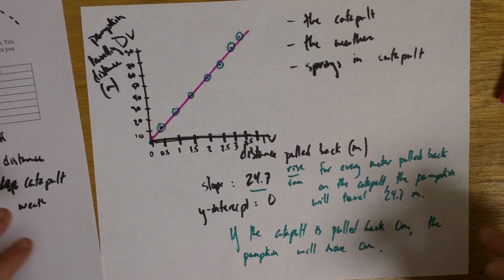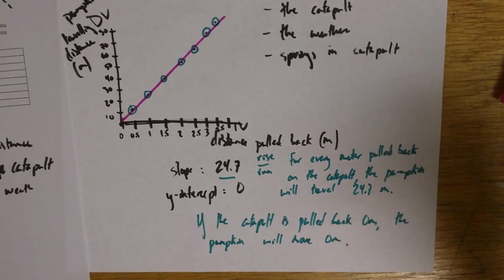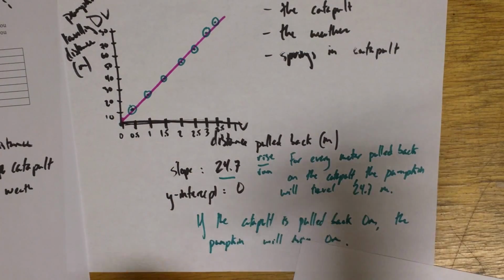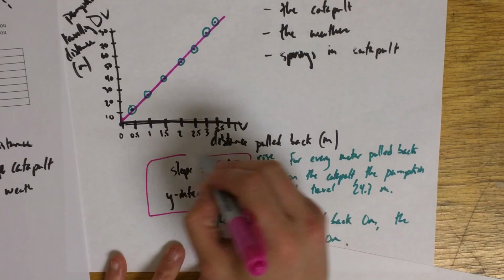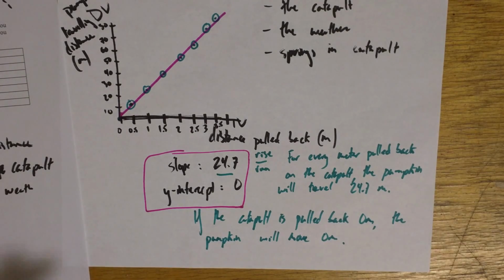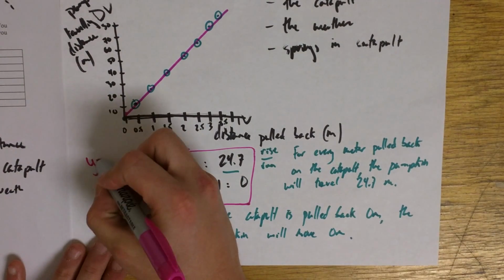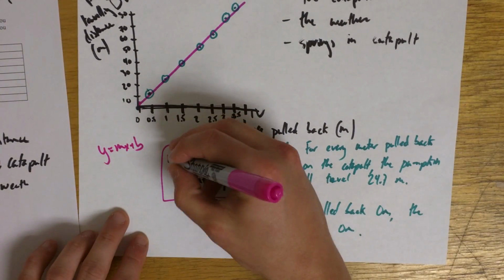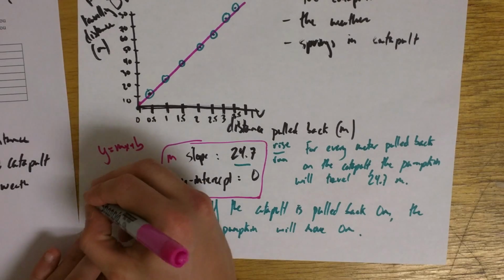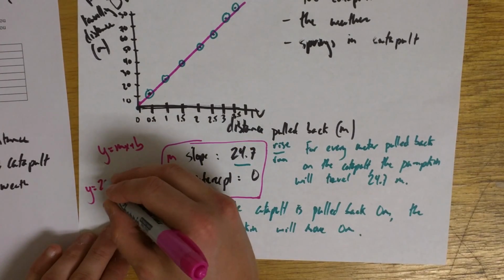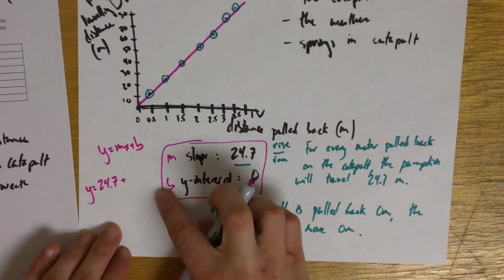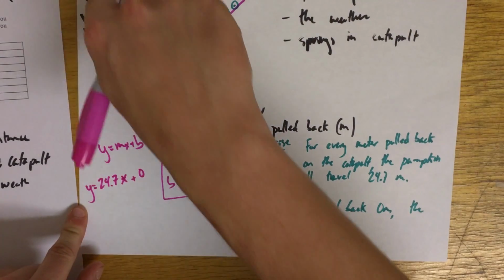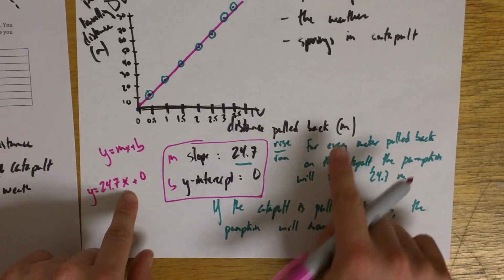Okay, the last thing in the STT unit is to make a prediction using your given information. So this is the slope, this is the y-intercept. We can use this to form a line equation. Remember y equals mx plus b? Yeah, you do. You're going to use that here. This is your m, this is your b. So your equation for the line of best fit is y equals 24.7x plus 0, where y is the pumpkin traveling distance and x is the distance pulled back.